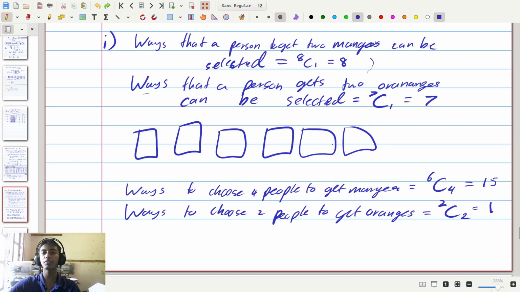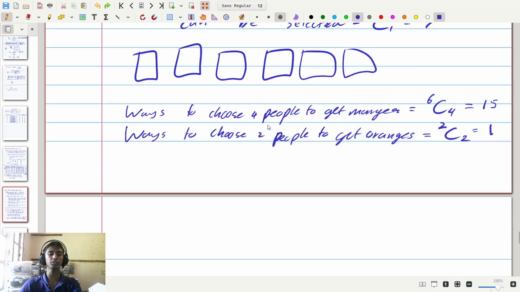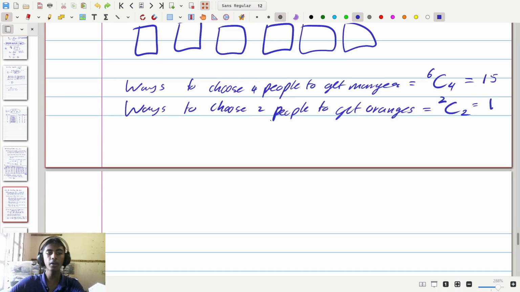We have 8 different ways for the first guy to be chosen to get the 2 mangoes, 7 different ways for the second guy to be chosen to get the 2 oranges, 15 different ways to choose the 4 people to get the mangoes, and only 1 way, given that we already gave those 4 mangoes, to choose the people to get the oranges. So therefore, the answer is going to be the product of all of these.